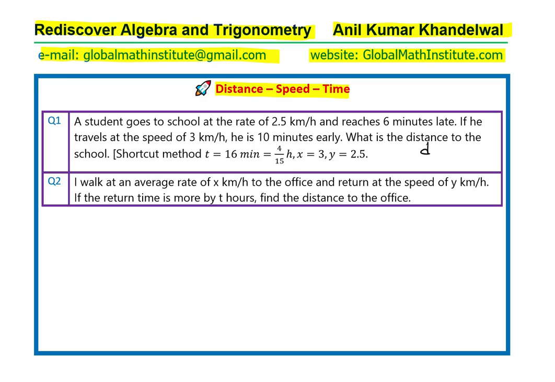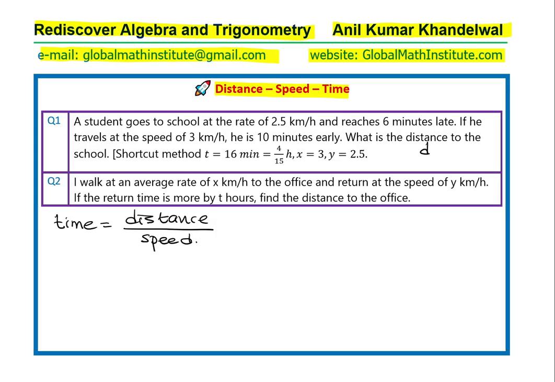Now if distance is d, time taken will be what? Time taken will be distance divided by speed, right? Speed is the rate. So now we know that time is distance over speed. When I say speed is 2.5 kilometers per hour and time is 10 minutes late or 6 minutes late, we need to convert that to hours, right? Dividing by 60. So remember that.